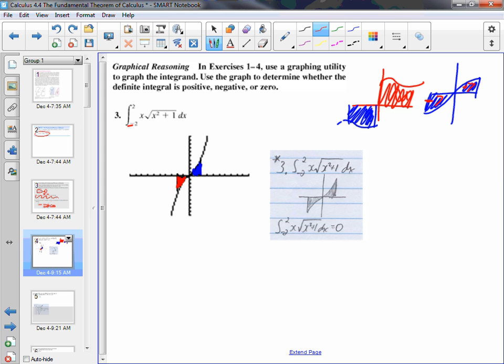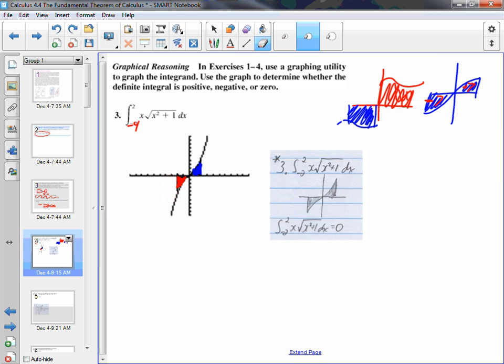What if I change that to be like -4? Well, then it's this, and then we'd get a negative definite integral, wouldn't we? Even functions are symmetric to the y-axis. Odd functions are symmetric to the origin. And that's handy with definite integrals.